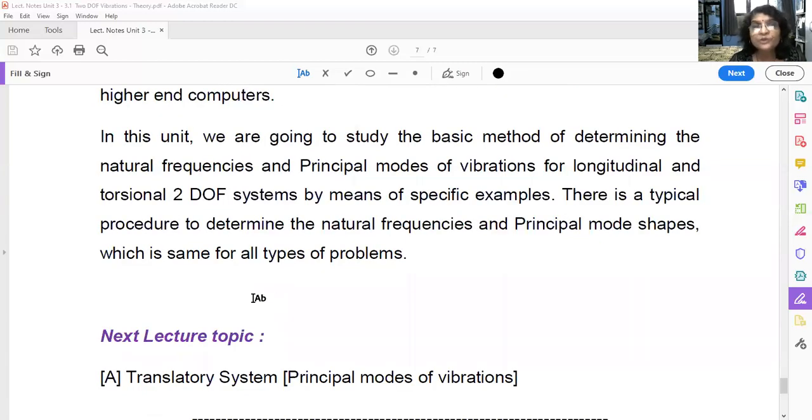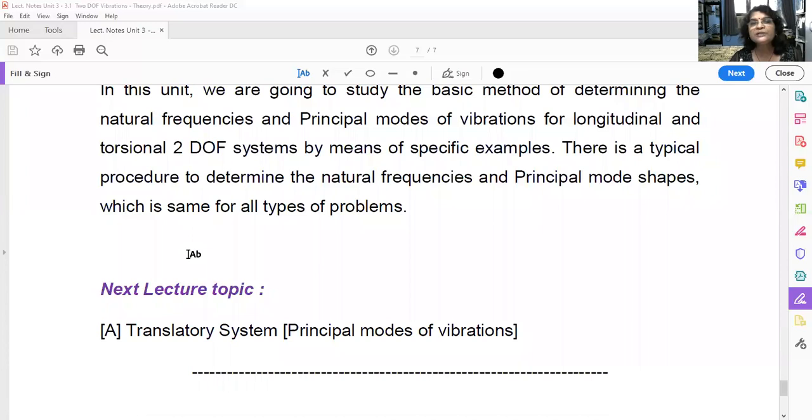In the next lecture we are going to study the translatory system: how to find natural frequencies and principal modes of vibration for a translatory system. I will take a very general example of this translatory system in the next lecture that will require almost 1 hour. After that we will solve problems on the translatory system. Then we will study the torsional system directly through problems, because you would have learned the translatory system by that time. And finally we are going to solve problems on combined motion also.